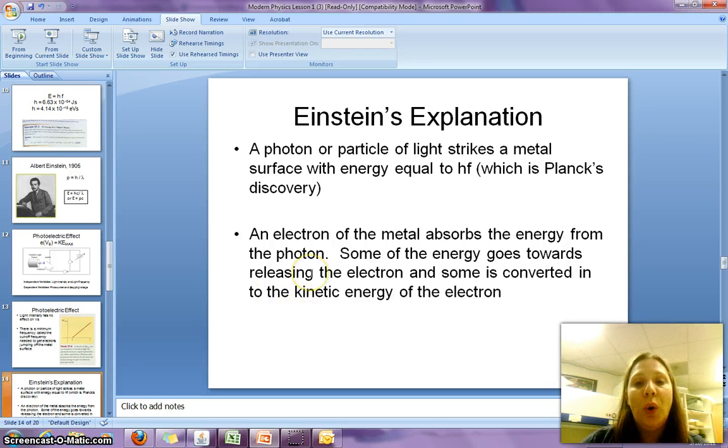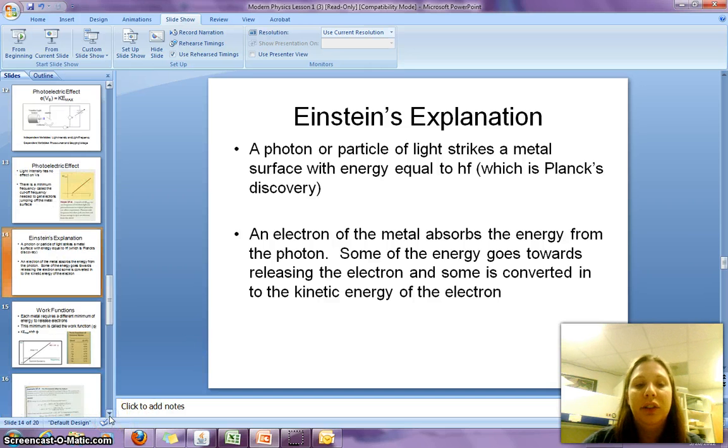The electron absorbs the energy from the photon, and some of the energy goes towards releasing the electron from the metal, and some of it is converted to the kinetic energy of the electron. Okay, so some of it is to pull that electron away from the metal, and then some of it is actually the velocity that goes into the electron, how fast it comes off, or its kinetic energy.